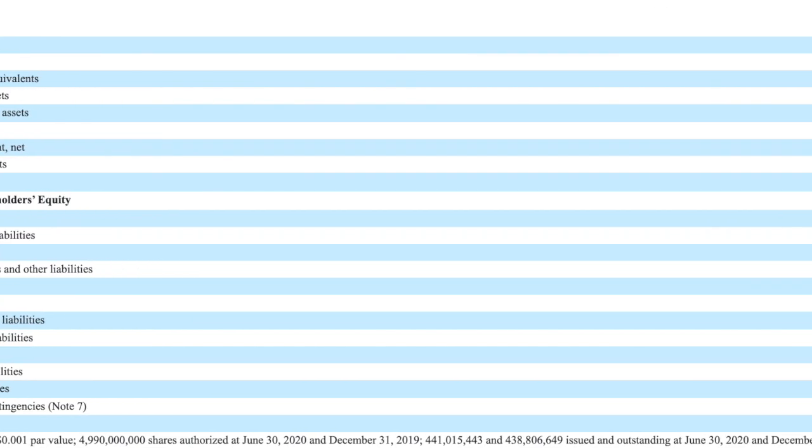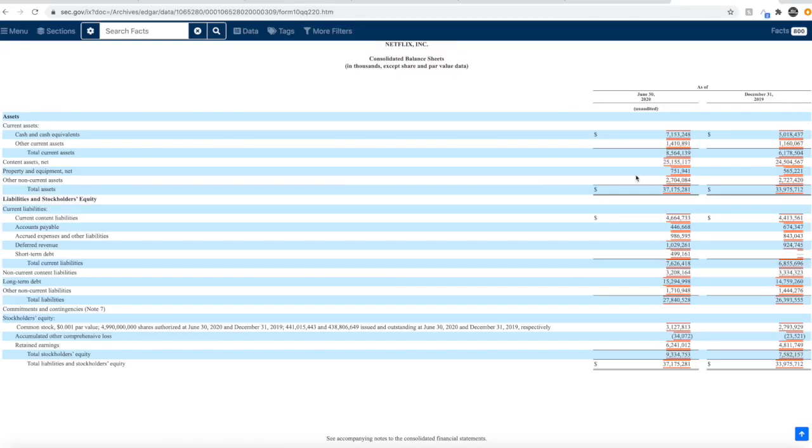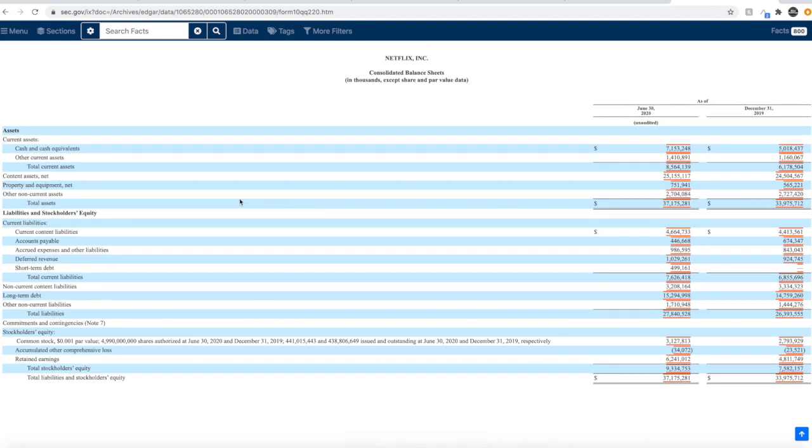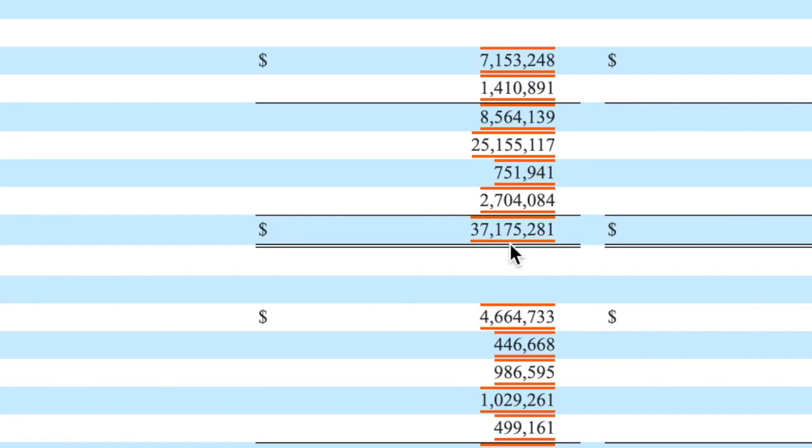Netflix also has property, plant, and equipment of around $750 million. This would include mainly Netflix's offices that they have and own, as well as data centers for their streaming service. Netflix also then has other non-current assets of around $2.7 billion, meaning that their total assets is around $37 billion.